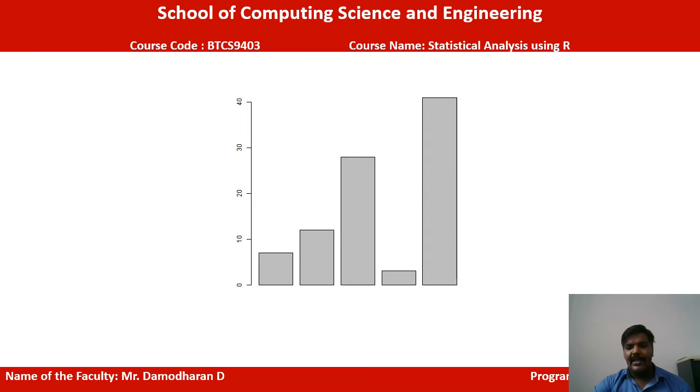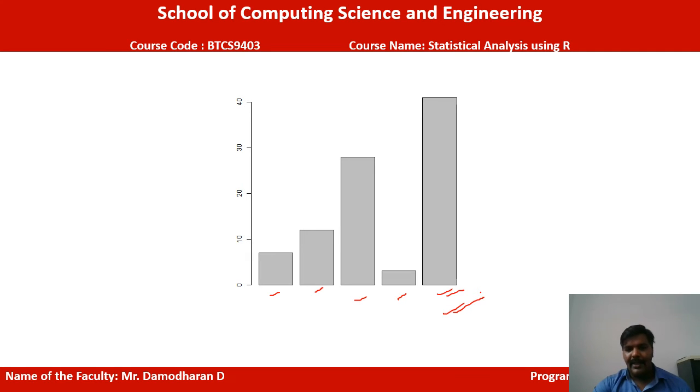Let's see. This is the output of the previous input. So in the input, the first value is 7, second value is 12, third value is 28, fourth value is 3, fifth value is 41. So these values are plotted here.